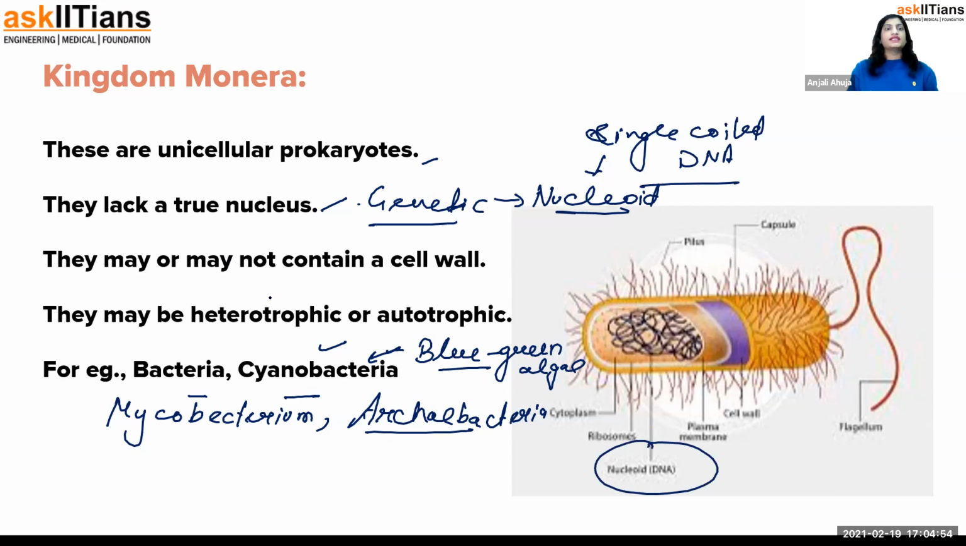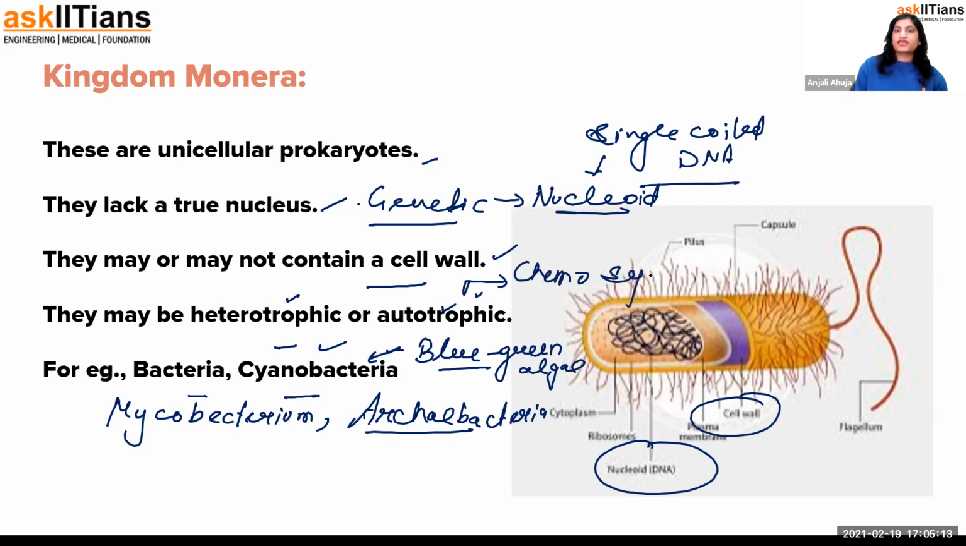This is the nucleoid. They may or may not contain a cell wall, because cell wall is present in bacteria, but in other monerans that's not there. So cell wall is there in the bacteria also. They are heterotrophic and they are autotrophic also. Some of the bacteria are chemosynthetic bacteria also. They use chemicals for preparation of their food, and they're not producing oxygen in that way. For example, nitrogen fixing bacteria.